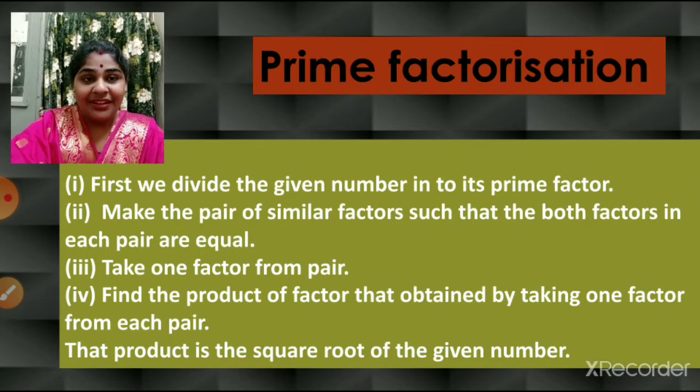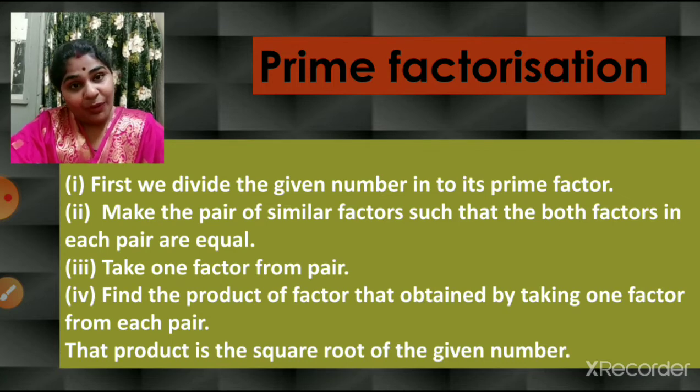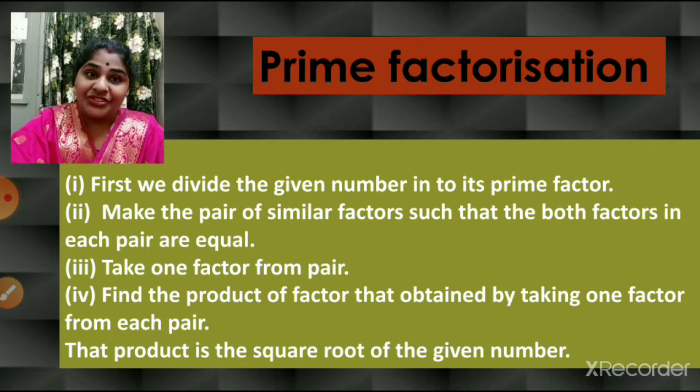So next today what we are going to see is finding the square root by the prime factorization method. In this method, children, these are the steps. First step is, we divide the given number into its prime factors, and how to do this you have already learned in the previous standard, children, right? And everybody should be aware of the prime numbers, at least from 1 to 100.